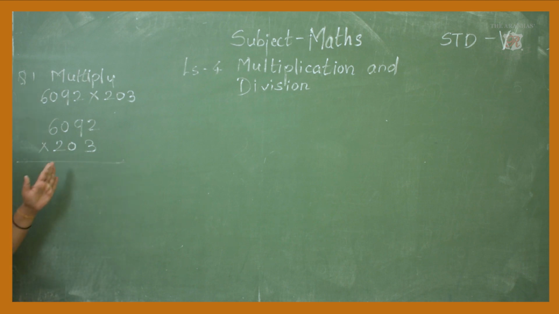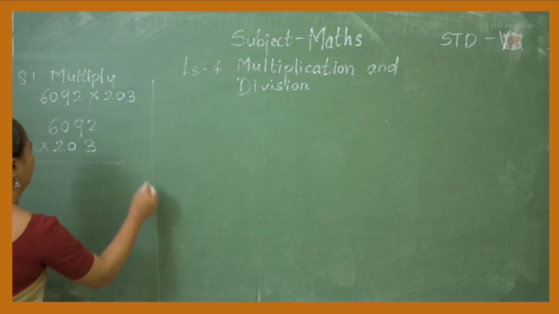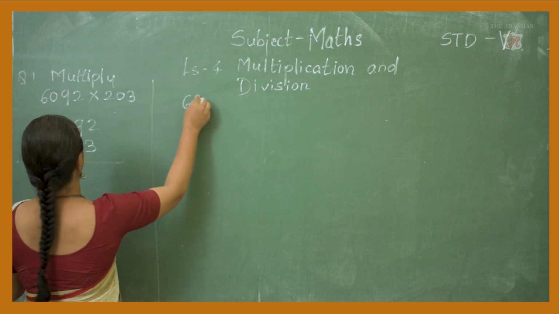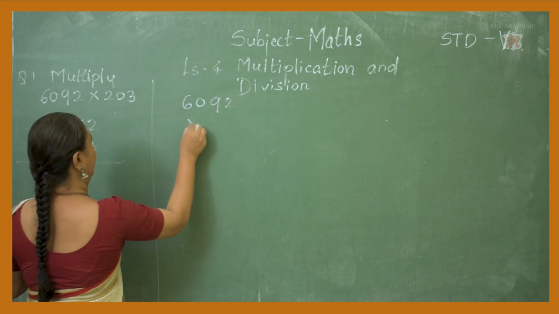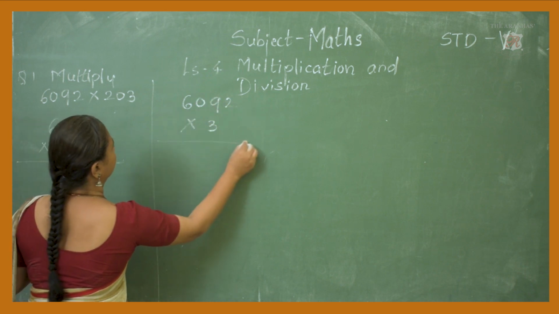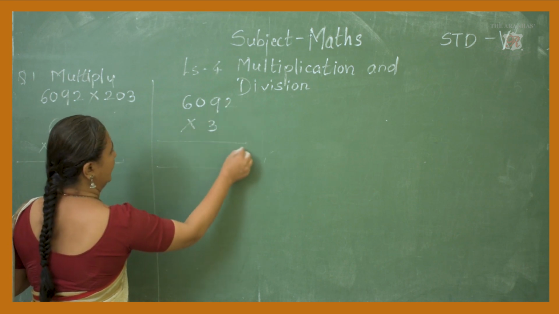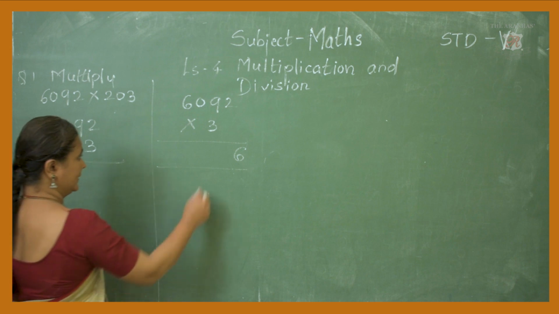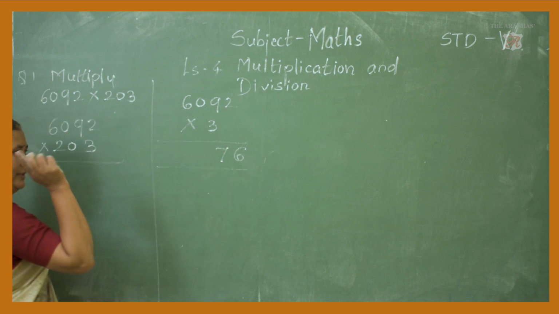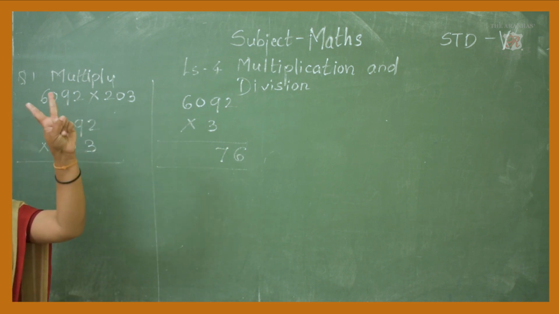Now, again as it is, start from the unit place number. Here, multiply by the number 3. 6092 into 3. 3 2s are 6, 3 9s are 27. 27, 7 for the answer, 2 for the carry.